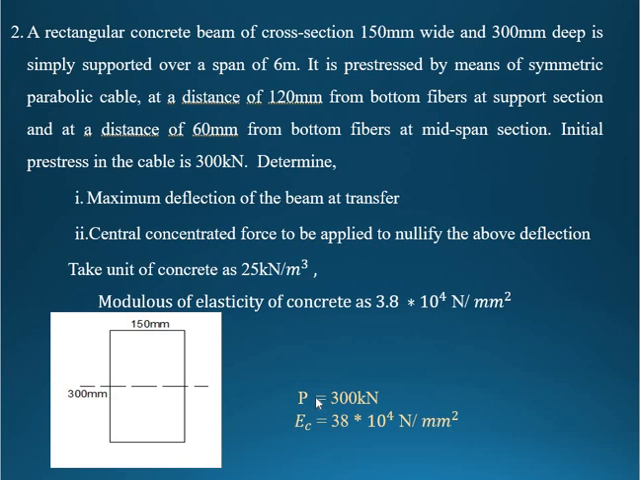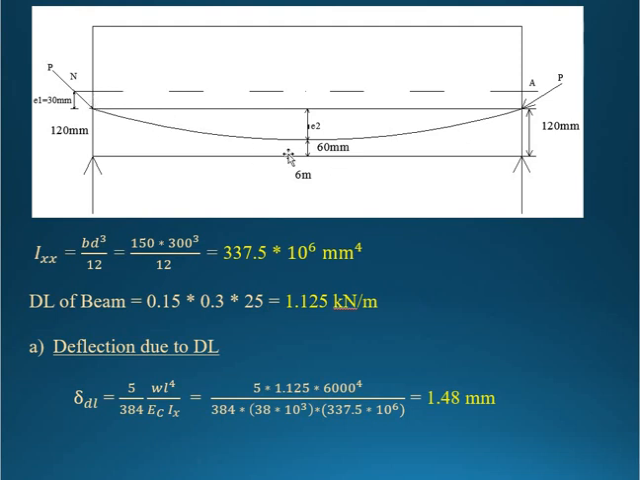So in the solution I have written all the data, that is P equal to 300 kilonewton. Young's modulus of concrete is 3.8 into 10 power 4 Newton per mm square. Whatever I have explained to you, I have drawn in a diagram. That is, it's simply supported. So I have drawn two supports having a length of 6 meter. The dotted line you can see here is nothing but the neutral axis. Whatever parabolic cable they have given, it is present below the neutral axis.